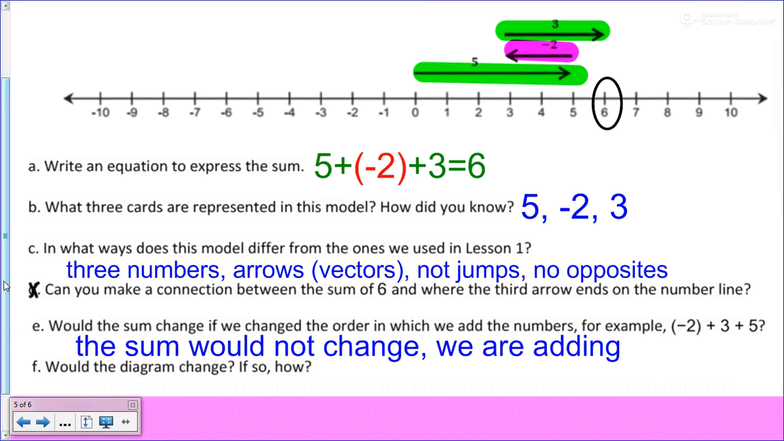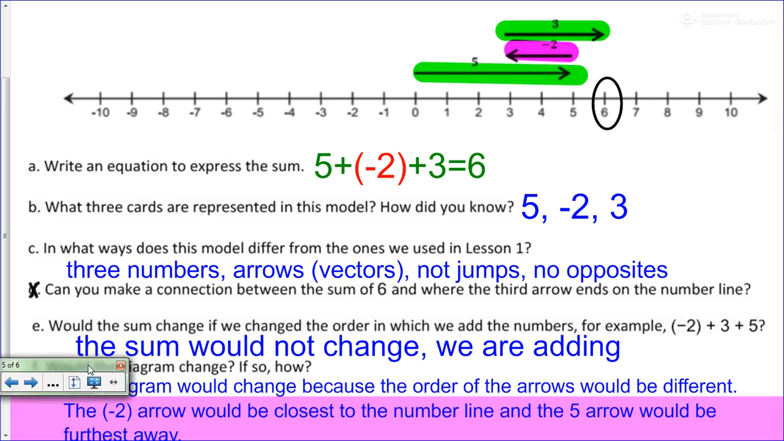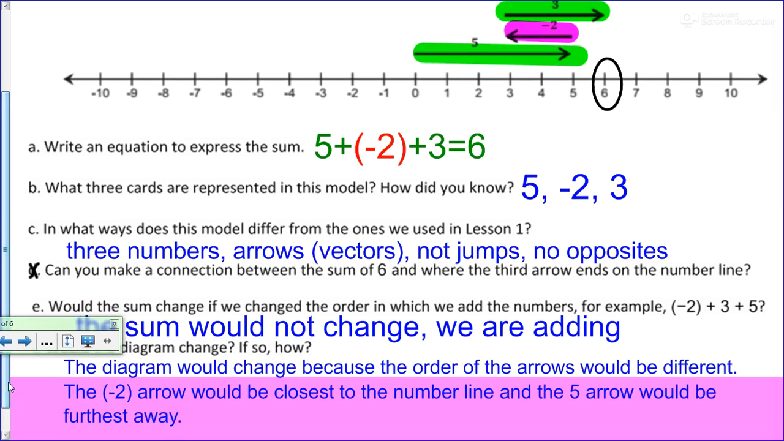Okay? However, the diagram would change. So letter F is asking us, would the diagram change? And if so, how? And yes, it would. Because when we write an equation from a diagram, or if we go to diagram an equation, the first number is always the one closest to the number line. Okay, so now this time, our first number is negative 2, so that is now going to be the closest number. Let me move this out of your way here. That would be then the arrow closest to that number line. And because we would then end with the number 5, that's going to be the arrow or the vector furthest away from the number line. All right?